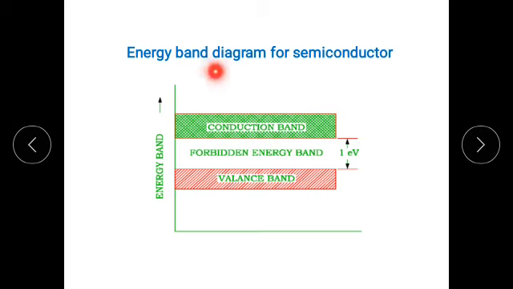This is the energy band diagram for semiconductors. Same here, this is the valence band, this is the conduction band, but there is some gap between the conduction band and valence band, and its value is about 1 electron volt.